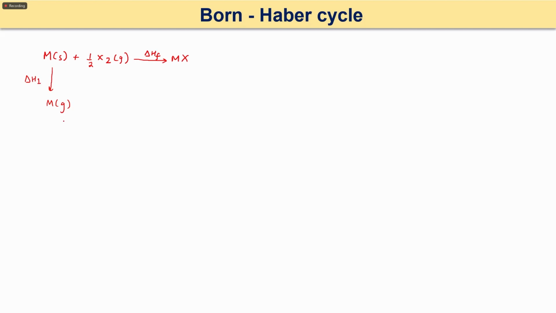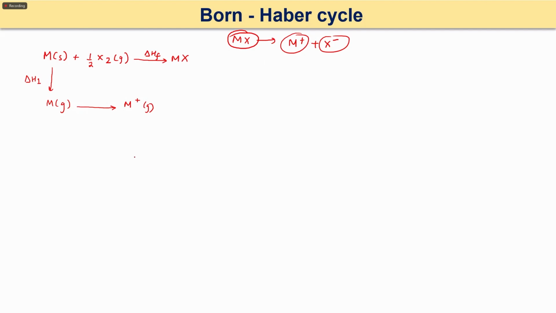Now, what will happen? This metal will now go from this state to metal ion, because in order to form your MX, you will have to form M plus and X minus. Okay, so you will have to reach this state in order to form your MX. So to form this and this, your metal will have to go through this process.